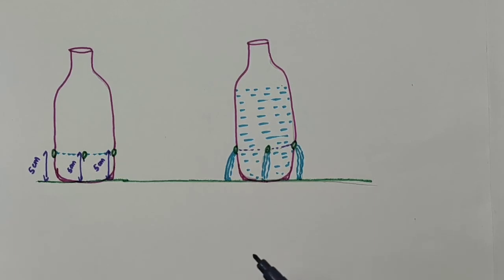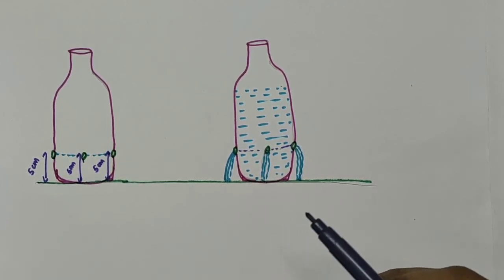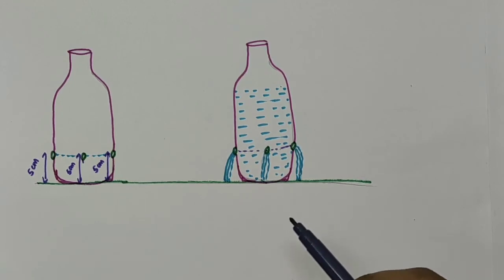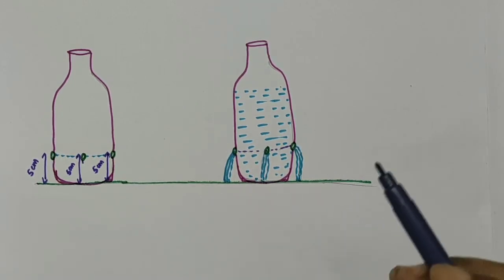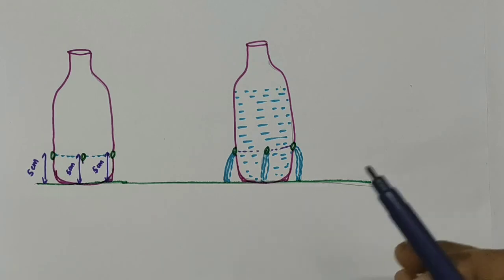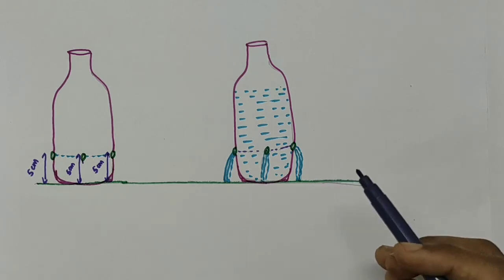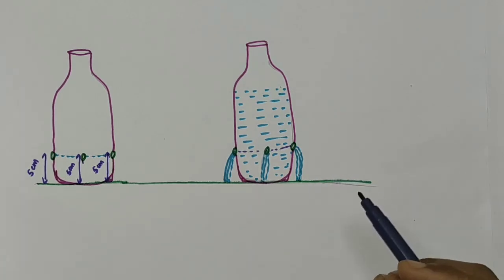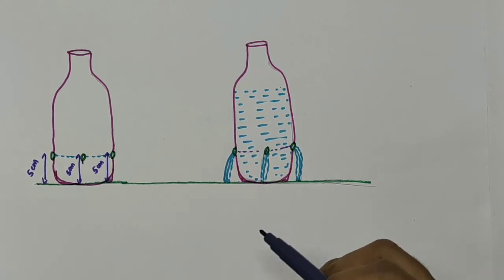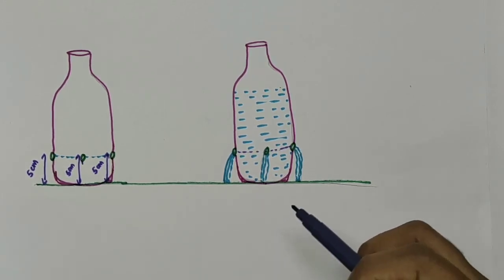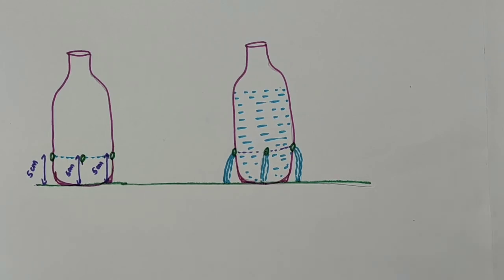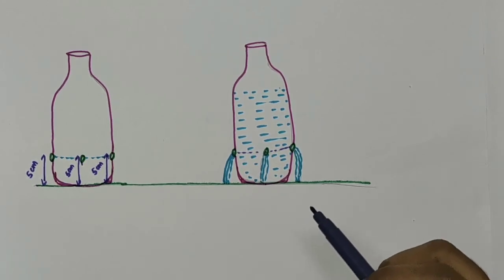So in this video, we discussed the pressure exerted by liquids, and we have seen that just like solids, liquids can also exert pressure in all directions on the walls of the container they are stored in. And liquids exert equal pressure at the same depth. I hope you understood this concept.